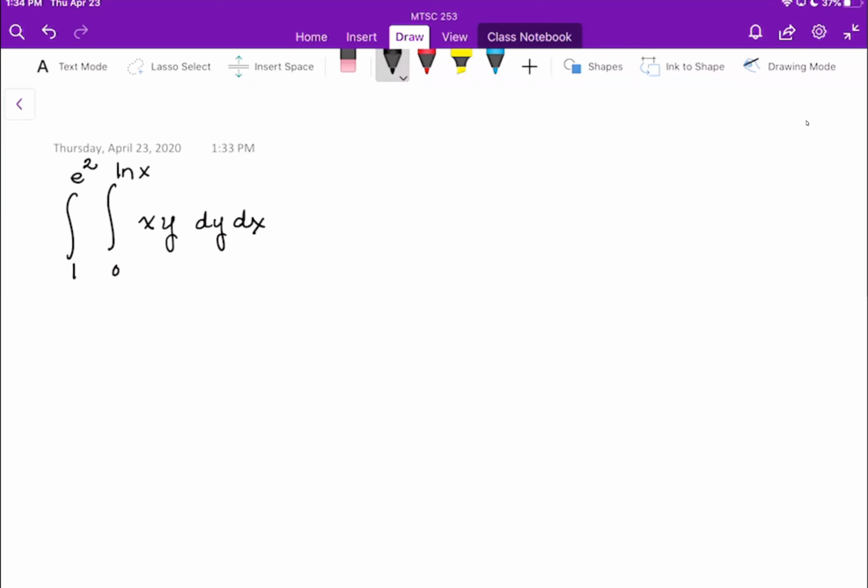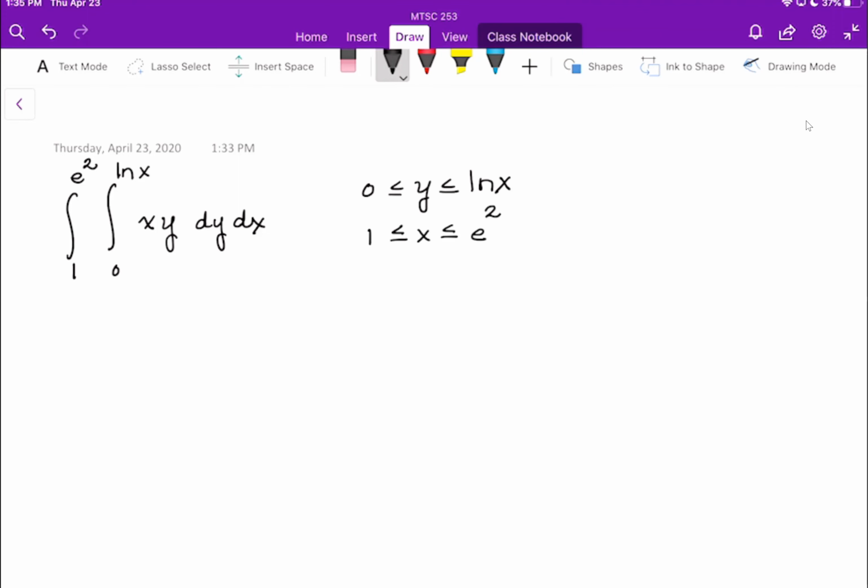So if we're doing this integral, I just wanted to do this for anybody who might need it, and definitely for the student in the class who needed this problem. So where does y go from? Well, y starts at 0, and it goes to log x. And where does x go from? Well, x starts at 1, and it goes to e squared.